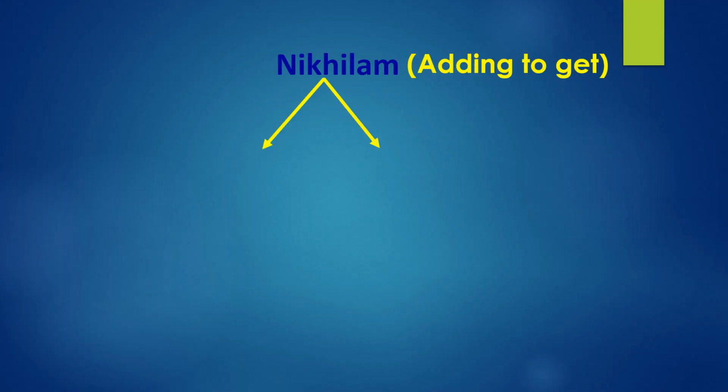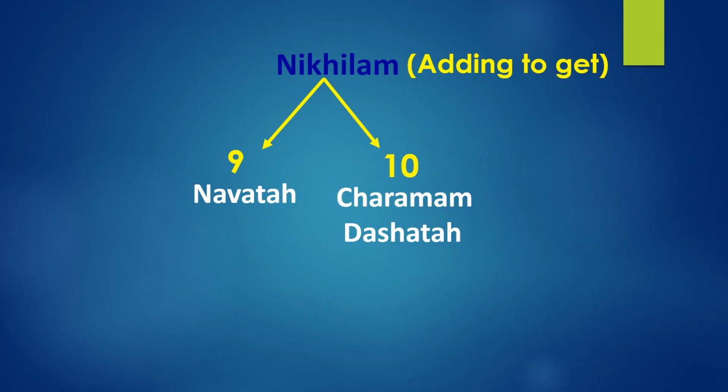Nikhilam, adding to get. Navataha means 9. Charamam Dashataha means to get 10. So what does it mean? We'll start with 9, Navataha. We will be starting with Navataha, which means adding to get 9. We can see we have the digits 0, 1, 2, 3, 4, 5, 6, 7, 8, 9. You can remember this trick so that it becomes easy for us to do the subtraction.